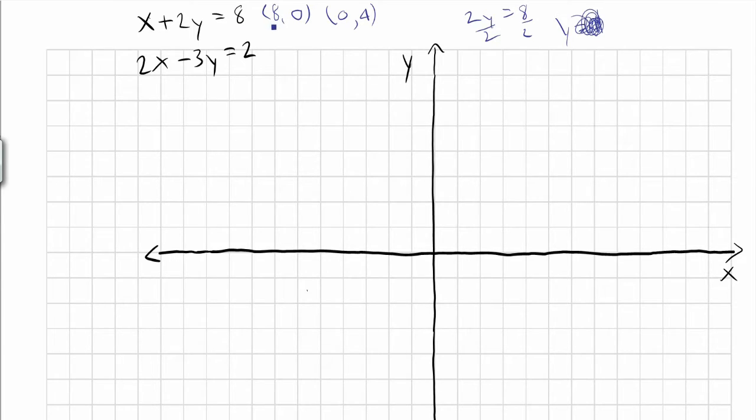So these 2 points I could graph, and I had to go out 8 places: 1, 2, 3, 4, 5, 6, 7, 8. And the point 0, 4: 1, 2, 3, 4. And then draw a line as straight as possible. Now the other equation, I'll let you try to figure out the x and y intercepts.